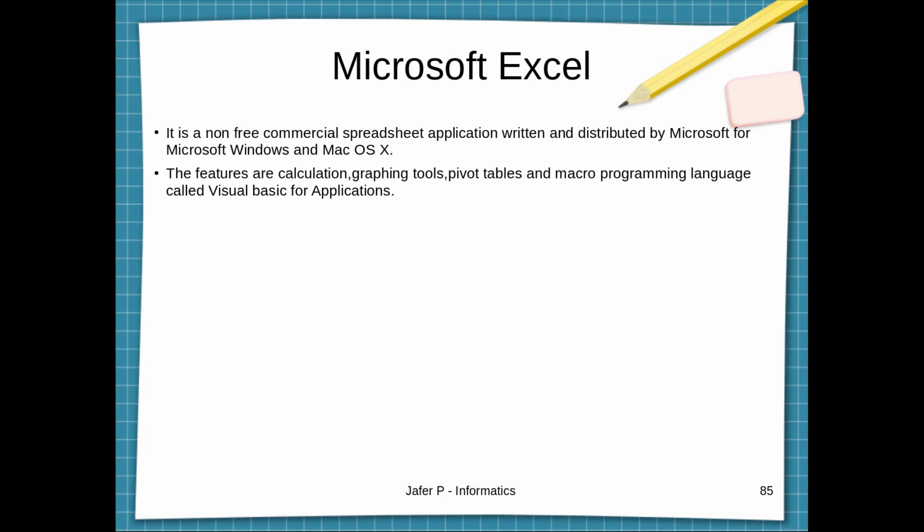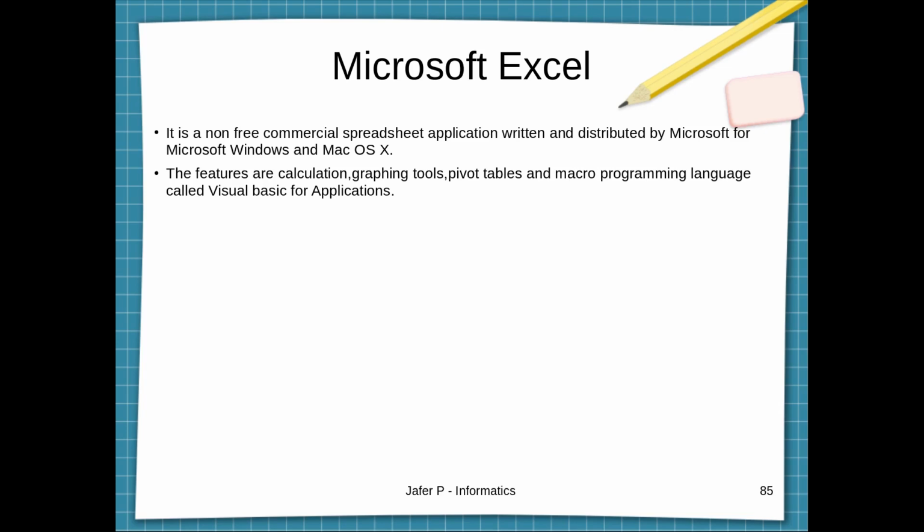You can create graphics, which means the status of business can be represented as a graph. Right? So you can create different types of graphs over there. And there is a pivot table. I'll discuss the pivot table later on.